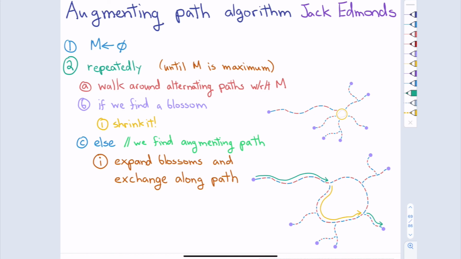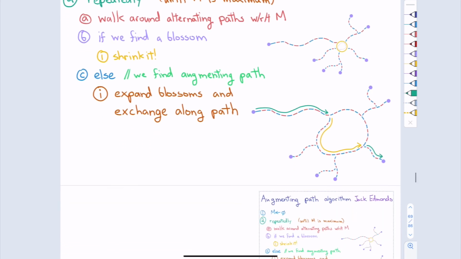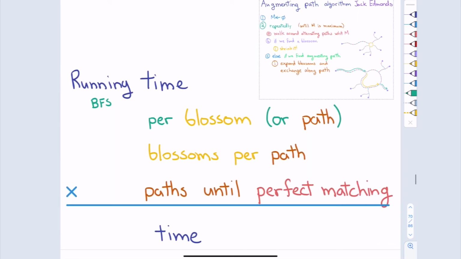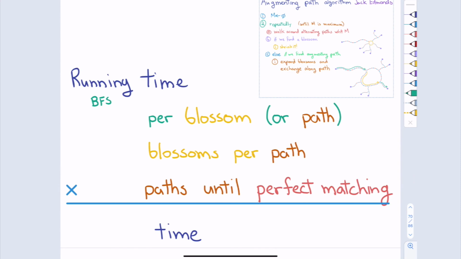Or if you do find an augmenting path, by then you've shrunk a lot of blossoms, so you have to expand them back out and figure out if you go up or down around the blossom to repair it one at a time. So you may have to undo lots of blossoms. All right, but it'll work. Okay. All right, what is the running time of this algorithm?